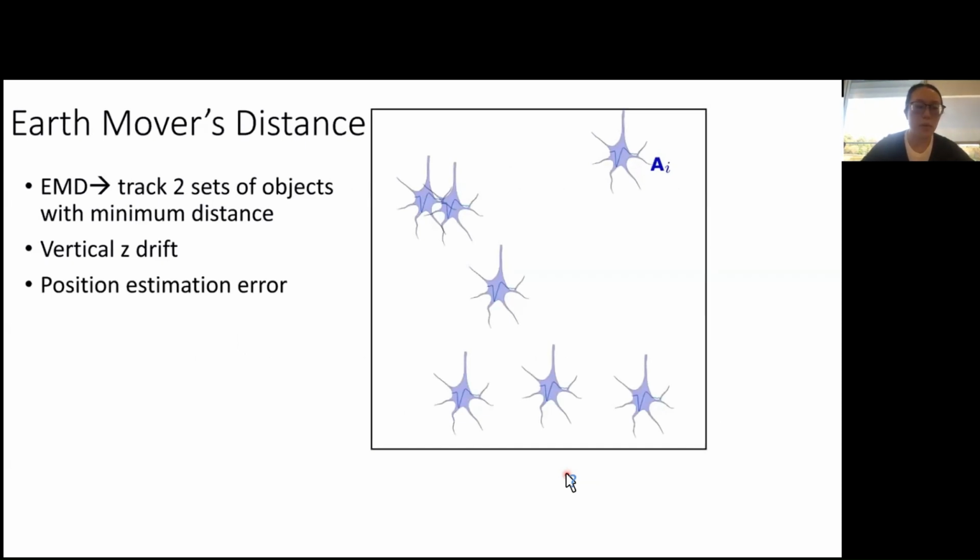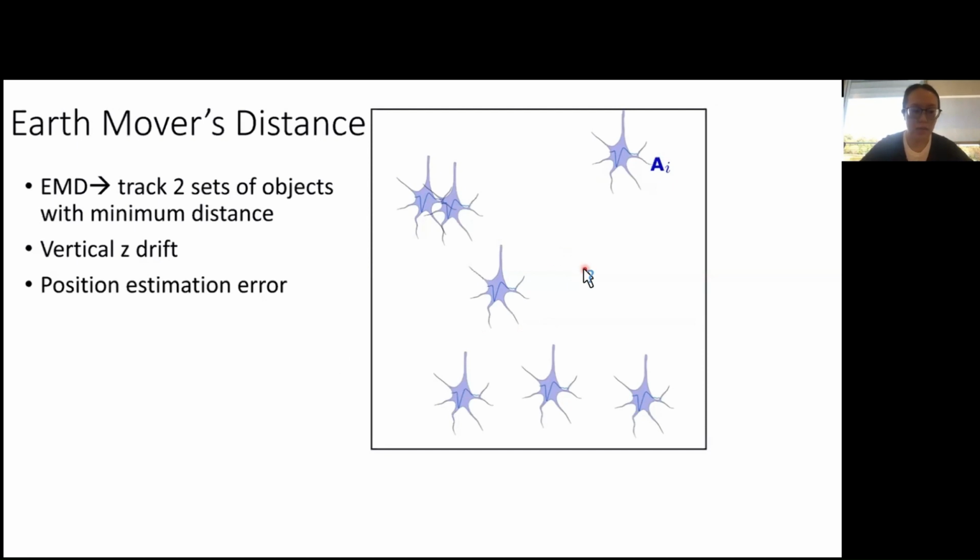So one important method we used is called Earth Mover's Distance, the EMD. EMD is a metric that matches two sets of objects with minimum distances, where the distance can be defined in different ways, and each object has an associated quantity. In this case, we use neurons' physical location relative to the probe and waveform similarity to define distance.